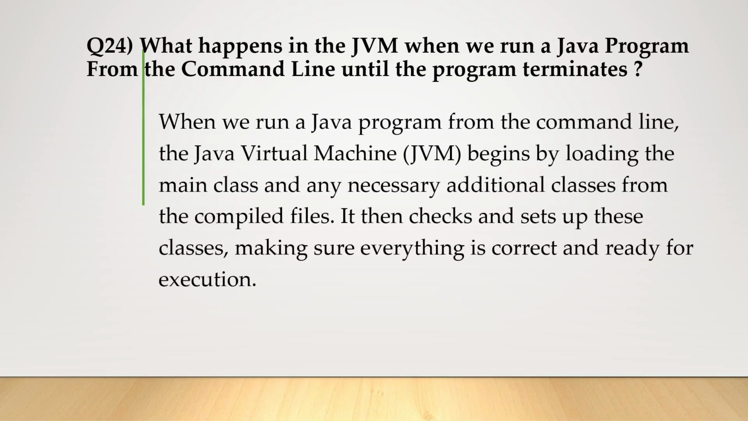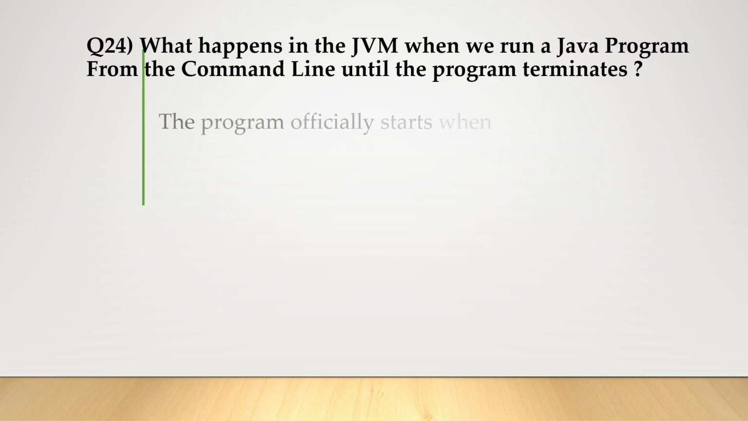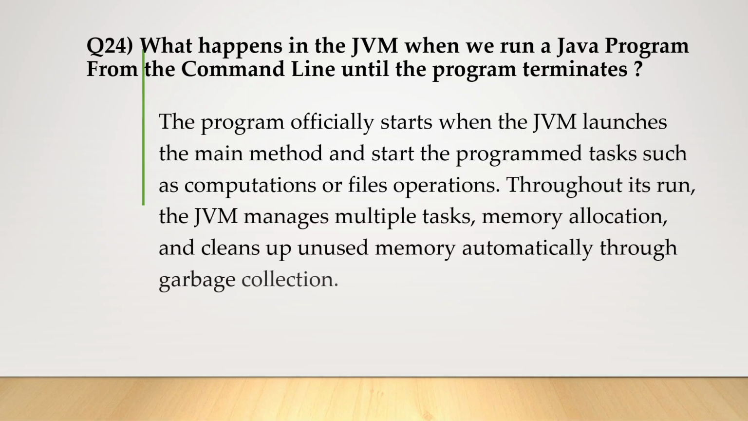Next question is what happens when we run a Java program from the command line until the program terminates? When we run a Java program from the command line, the Java Virtual Machine (JVM) begins by loading the main class and necessary additional classes from the compiled files. It then checks these classes and makes sure that everything is correct and ready for execution. The program officially starts when the JVM launches the main method.